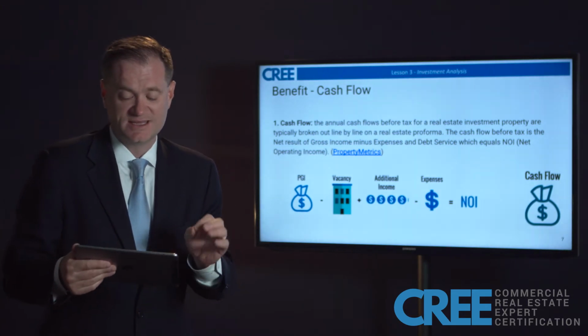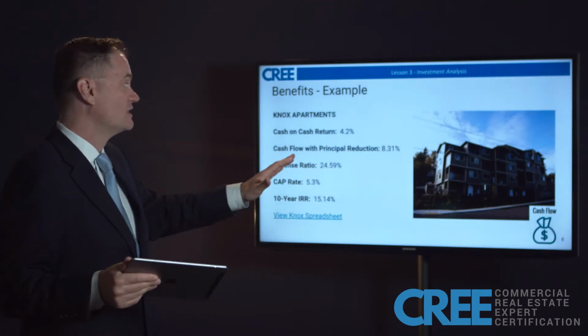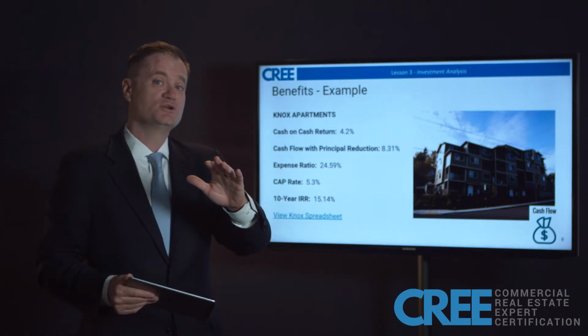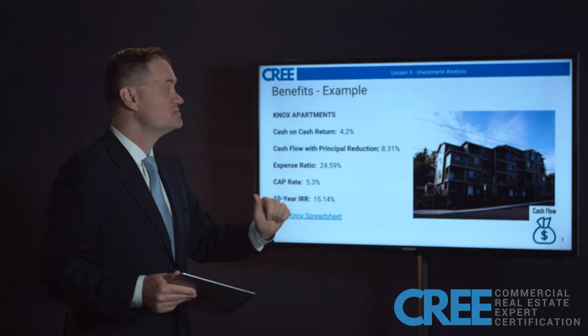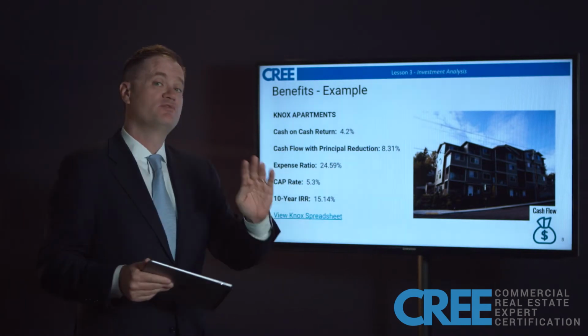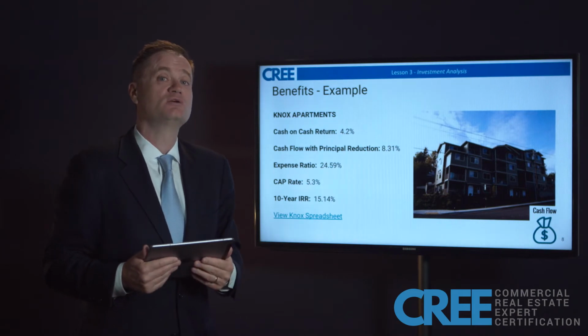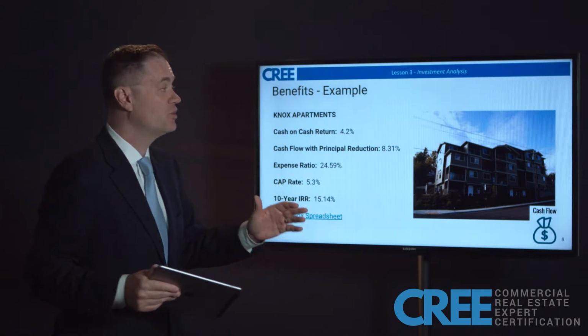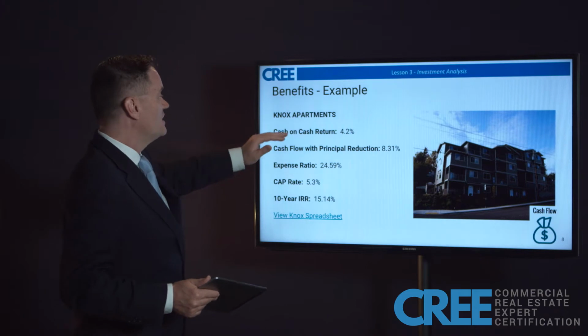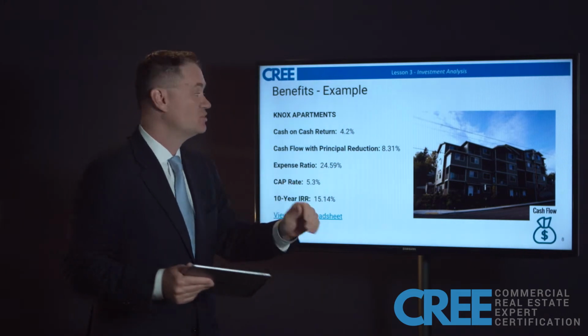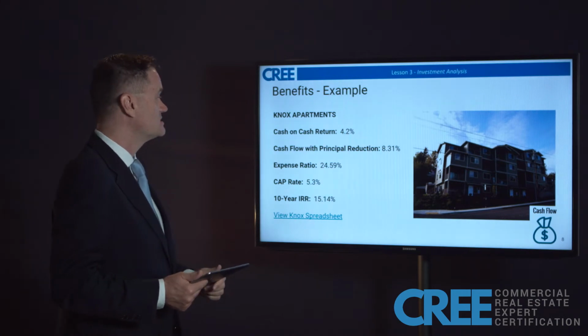So when we look at the Knox Street example, and again, here we have Knox Street, and you're going to see this on your spreadsheet. This particular investor, the property sold for $4 million. The investor put $1.2 million down, and they had a mortgage for $2.8 million. And so the cash on cash return on that $1.2 million that they put down is 4.2%.